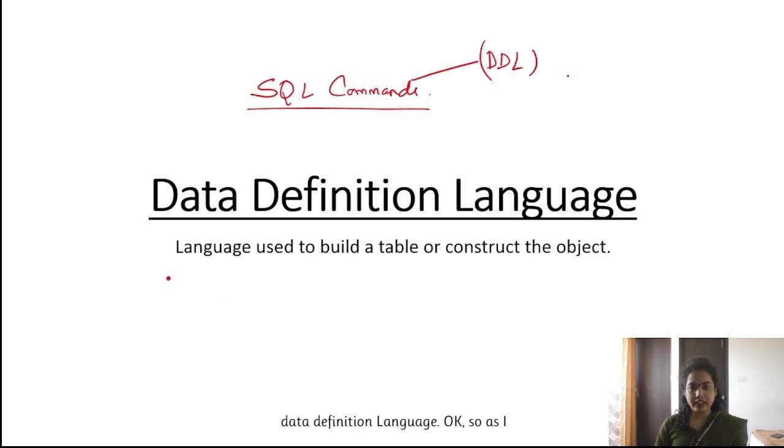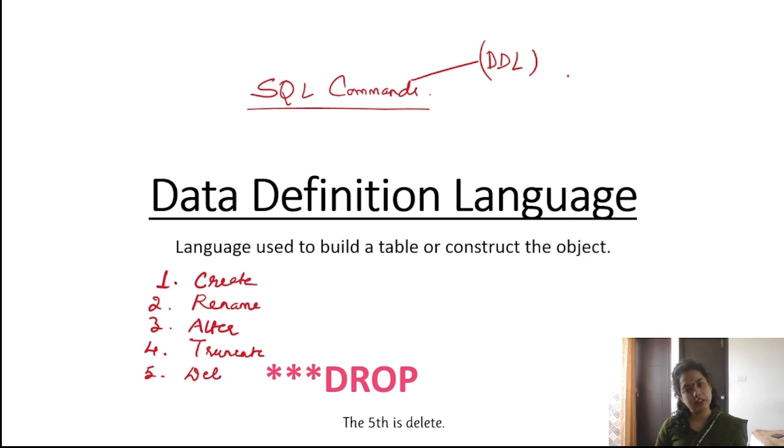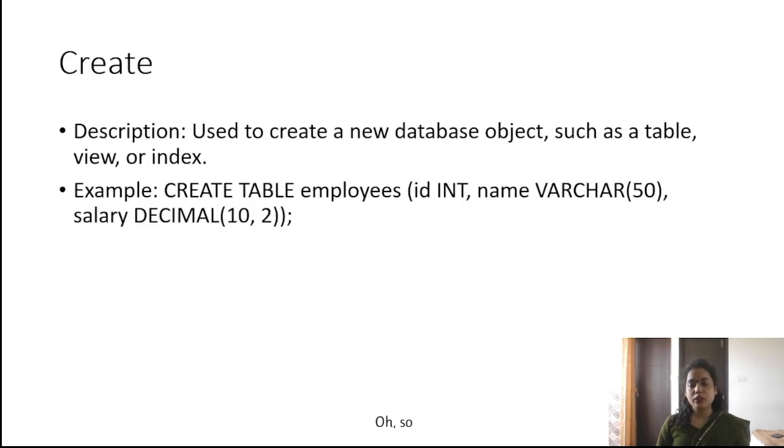As I said earlier, we have five statements in DDL. First is create, right? Second is rename. Third is alter. Fourth is truncate. And fifth is delete, right? Okay. So, first come to the create, right?